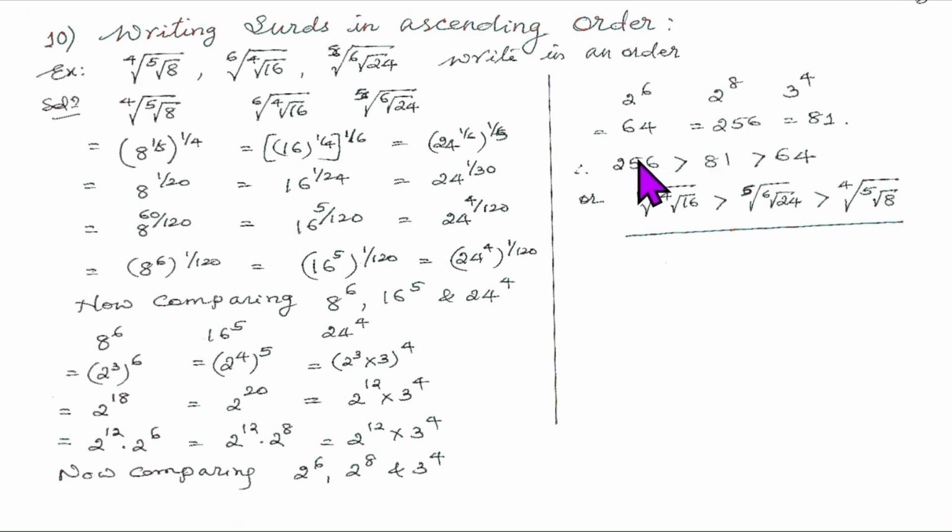That means 256 belongs to 2 raised to 8, and 2 raised to 8 belongs to the 6th root of 4th root of 16, and that is the greatest here. Then the next one is 81, 3 raised to 4, which belongs to the 5th root of 6th root of 24, and the last one is the 4th root of 5th root of 8. So that is how we compare the surds and also write them in ascending order or descending order.